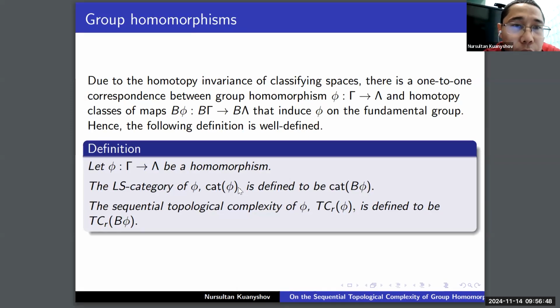So now let me recall again. As I said, there is a one-to-one correspondence between group homomorphisms and homotopy classes of maps between classifying spaces. Because of this fact, the following definitions are well defined. For example, the LS category of a group homomorphism I can define as the LS category of the map between classifying spaces. Similarly, the sequential topological complexity of a group homomorphism I can define to be the sequential topological complexity of the map between classifying spaces.